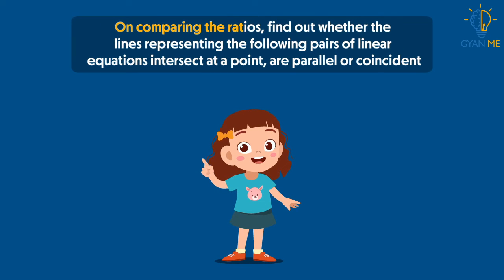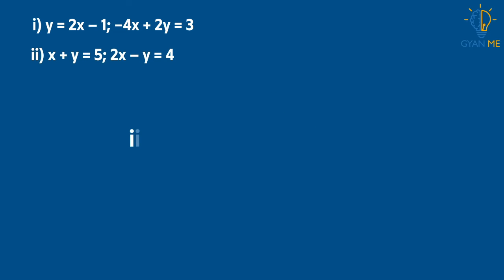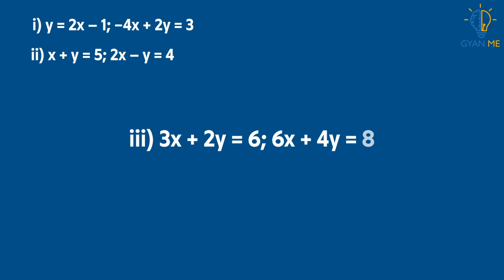Example 1. On comparing the ratios, find out whether the lines representing the following pairs of linear equations intersect at a point, are parallel or coincident. Question 1. Here equation 1 is y is equal to 2x minus 1 and equation 2 is minus 4x plus 2y is equal to 3. Question 2. In this, equation 1 is x plus y is equal to 5 and equation 2 is 2x minus y is equal to 4. Question 3. In this, equation 1 is 3x plus 2y is equal to 6 and equation 2 is 6x plus 4y is equal to 8.